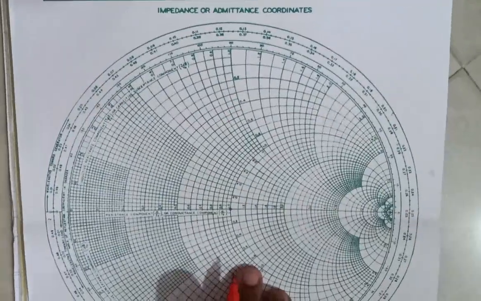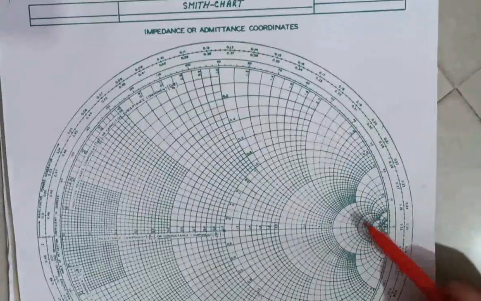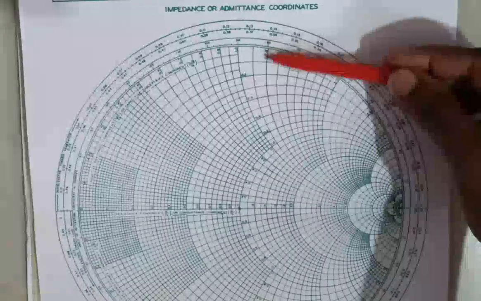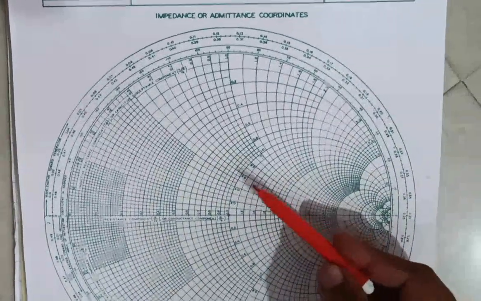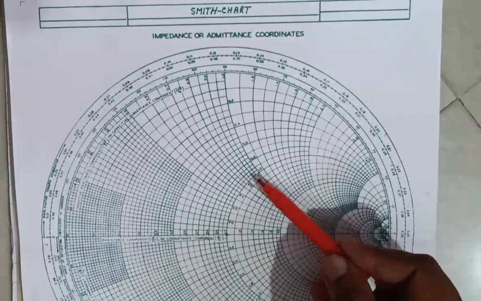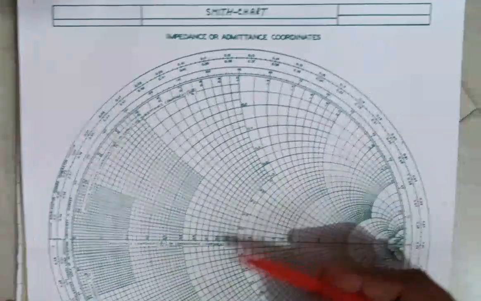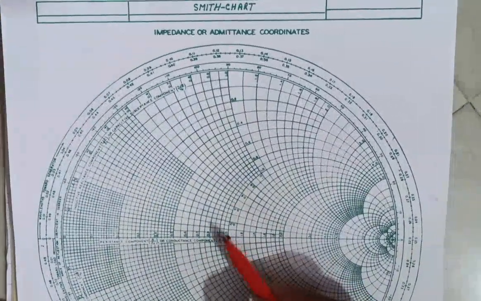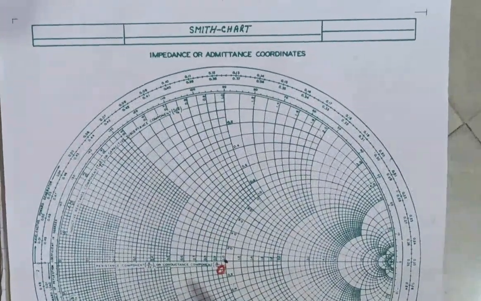So this is the Smith chart. These circles are the resistance circles and these circles are the reactance circles. So first step is to plot the point of the load impedance. What is the value of load impedance? 0.5 plus J0.5 ohm. So this is the center point 1.0. Mark the center point as O.